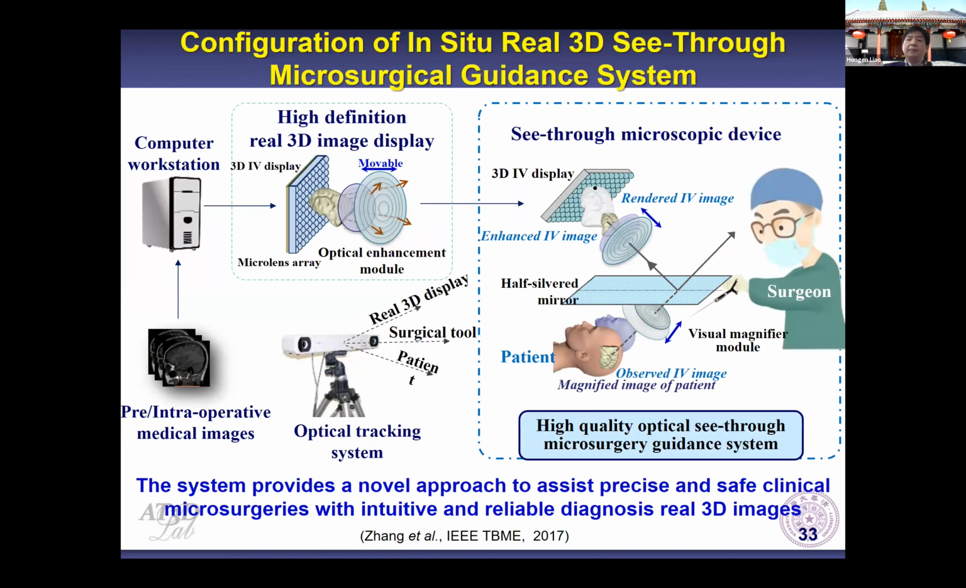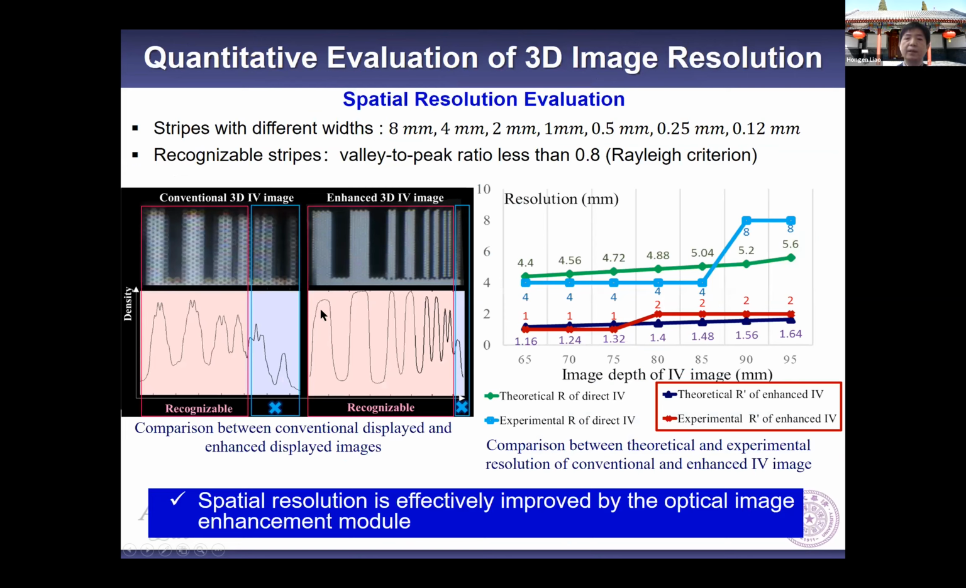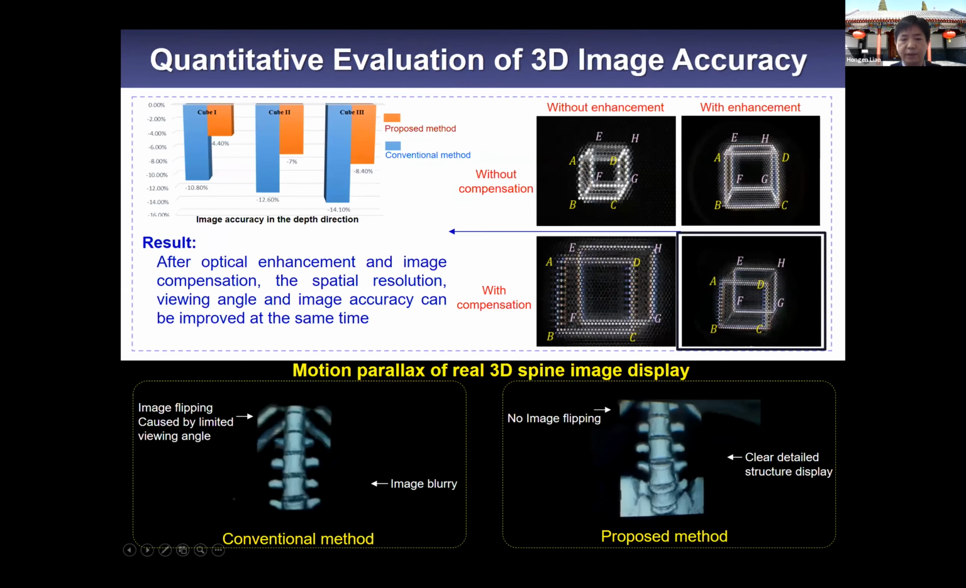We have another work on high quality 3D see-through microscope surgeon guidance. You can see that we improved the optical system. We use a magnified image of the patient, putting some optical lens here. So we can improve the spatial resolution of the 3D display, the 3D image here. Here I show some results.